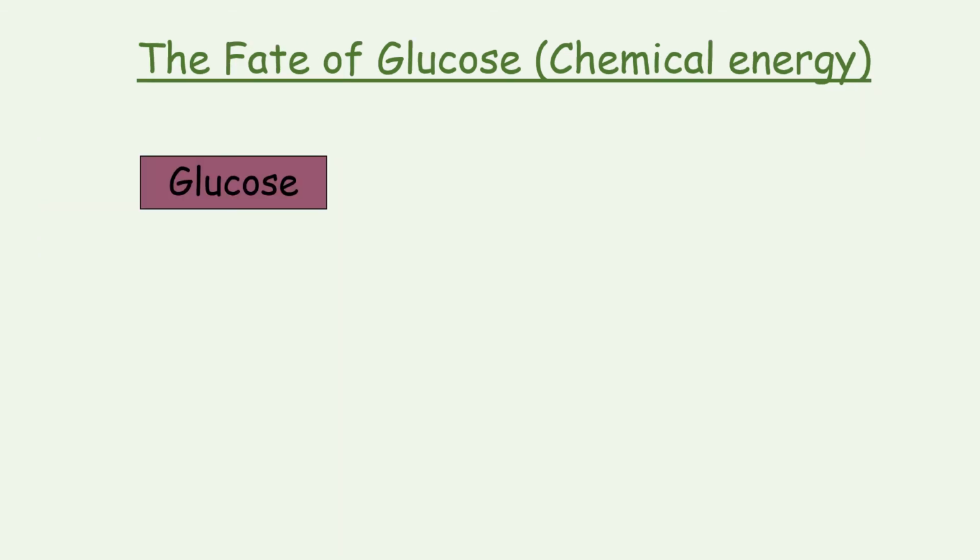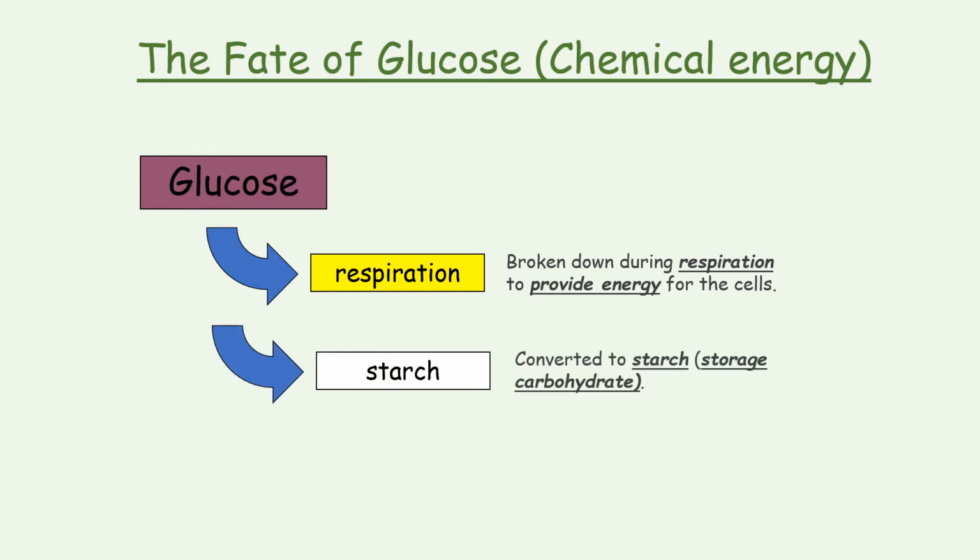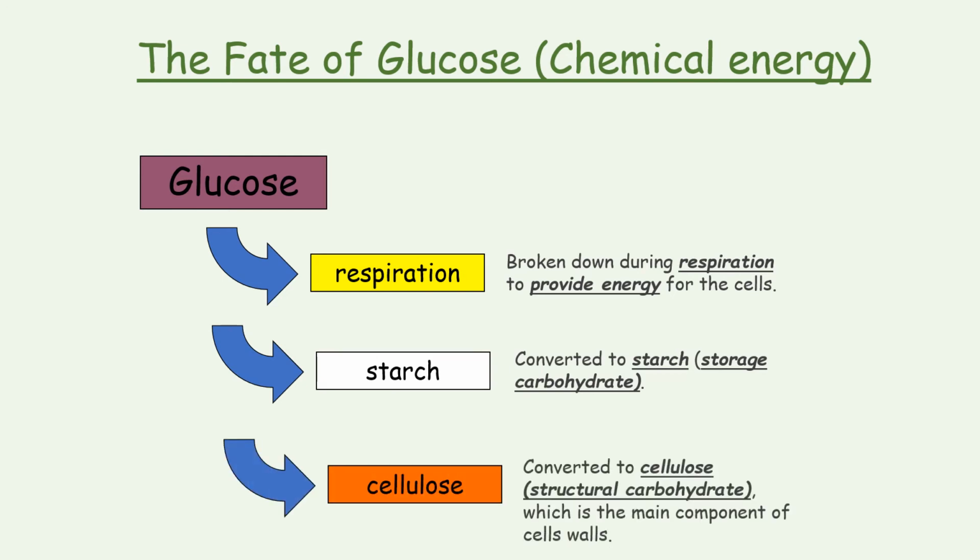Now try to write down the three things that I said glucose could be used for. Pause the video and try to answer it before I go over the answers. The answers are that glucose can be used for respiration, so it can be broken down during respiration to provide energy for the cells. It can be converted to starch as a storage carbohydrate, or it can be converted to cellulose, which is a structural carbohydrate and the main component of the cell walls.